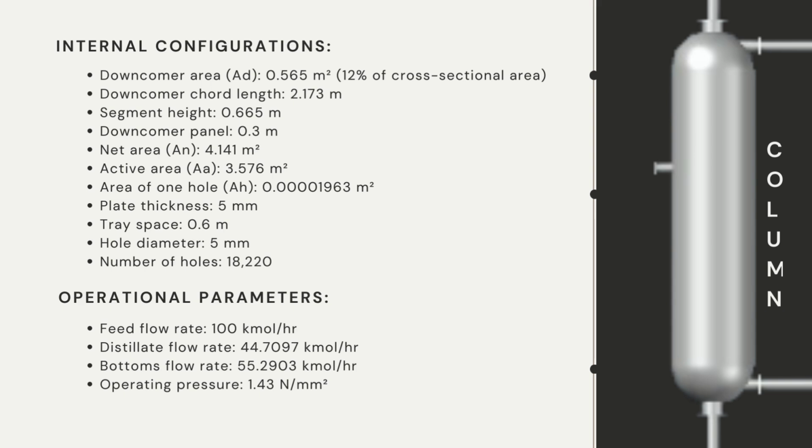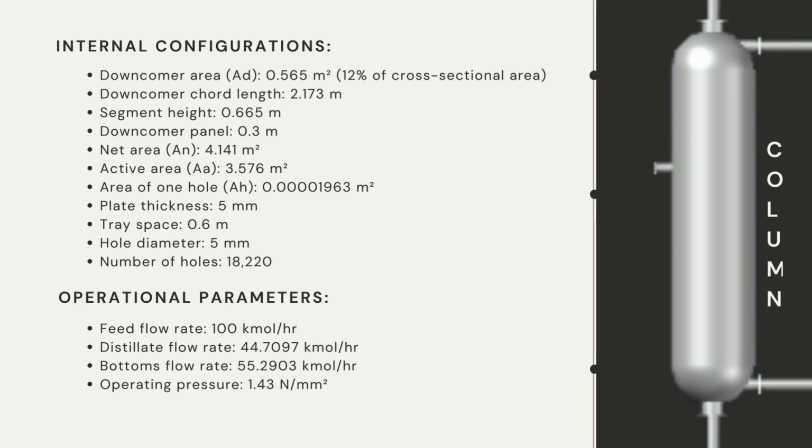Internal configurations of the column include a downcomer area of 0.565 square meters, which is 12% of the cross-sectional area. The downcomer chord length is 2.173 meters, with a segment height of 0.665 meters and a downcomer panel height of 0.3 meters. The net area is 4.141 square meters, while the active area is 3.576 square meters.